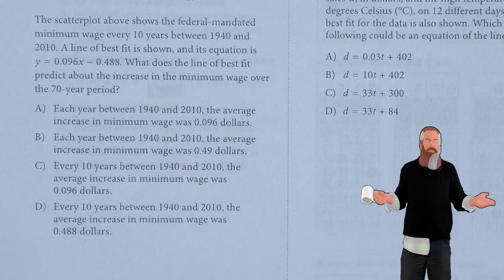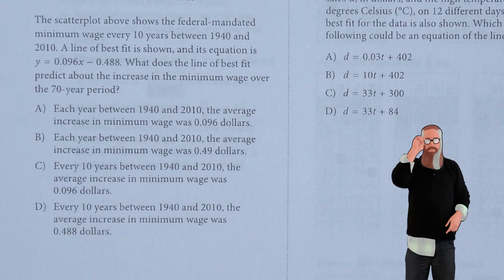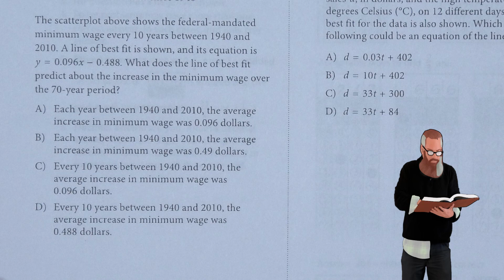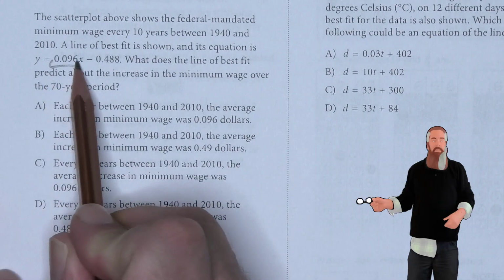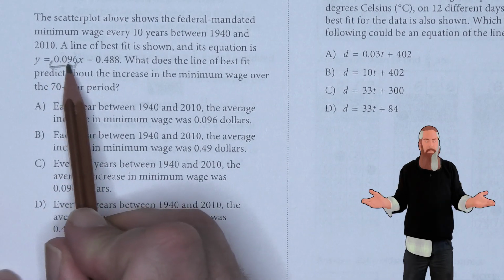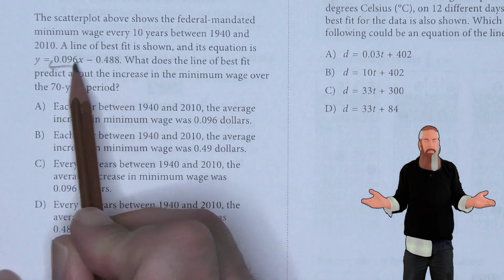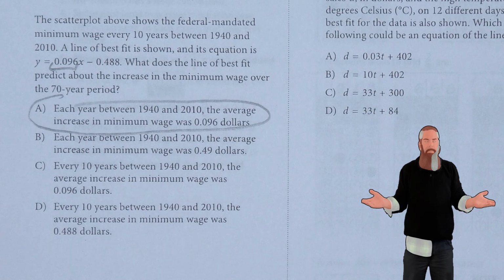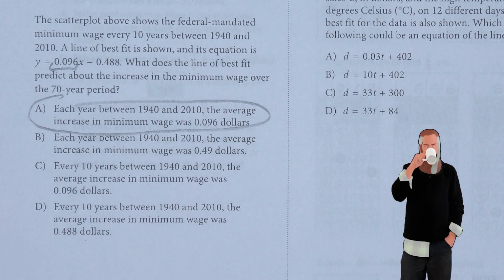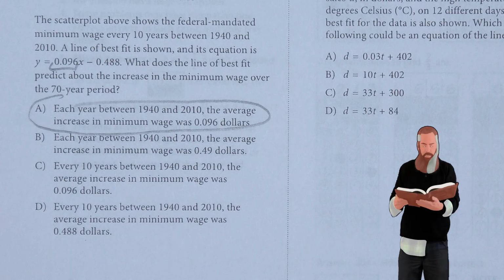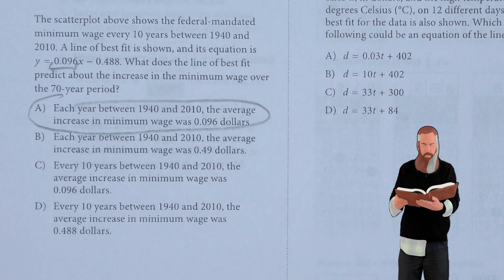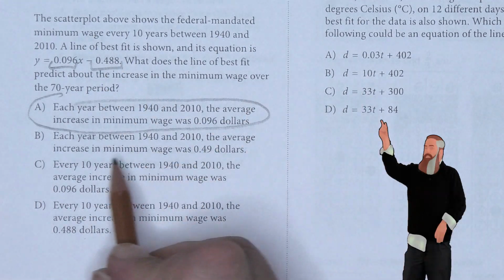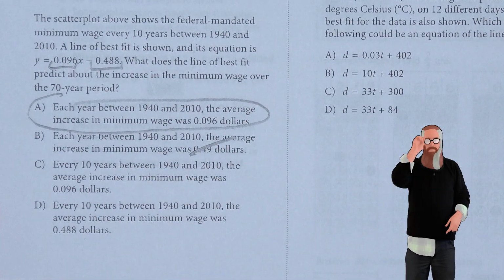Does it predict that each year between 1940 and 2010, the average increase in minimum wage was $0.96? Well, that is what's written as the change, the mx plus b, the slope. So this certainly appears to be true. Does it show that each year between 1940 and 2010, the average increase in minimum wage was $0.49? No, this 0.488 was the starting point, so this is certainly not true.